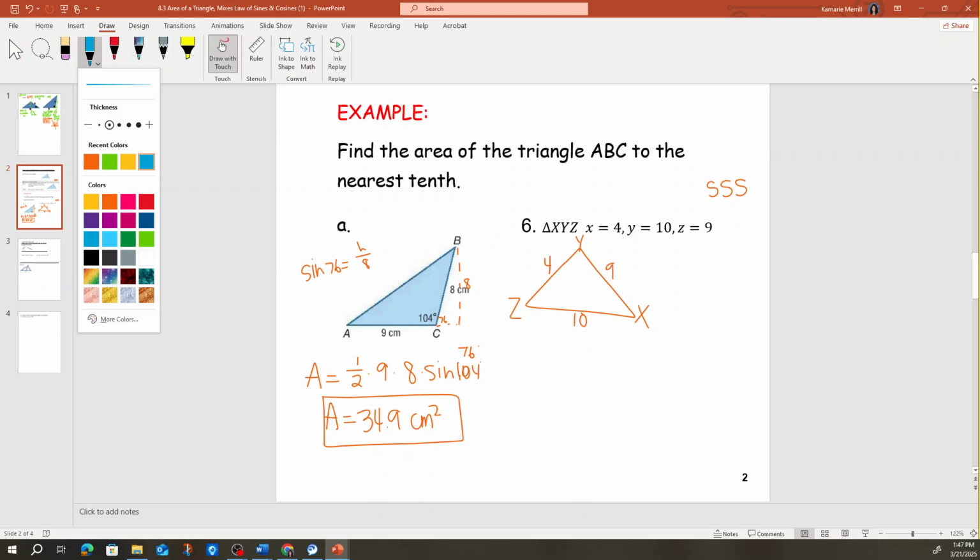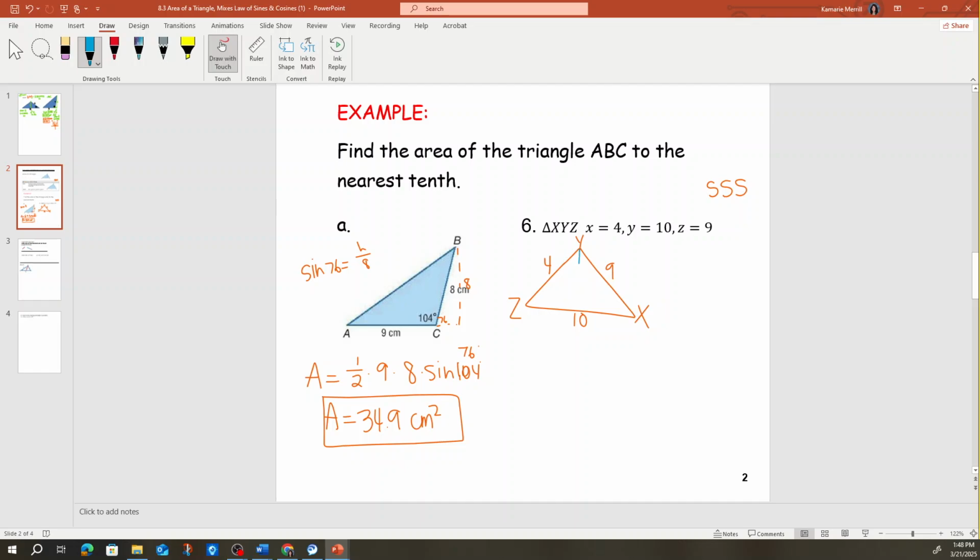I cannot do 1/2 base times height because I don't have the height, so I need to be able to calculate the height. But what's tricky about this and everybody's deception is they think they can do Pythagorean theorem when they drop that height down because they have so many legs. But are we allowed to still? No, because I don't know height and I don't know that. You can't claim it's cut in half. I have too many kids who think I can just make it a 5. It's not cut in half. I didn't tell you it's a 5, right? So we can't use Pythagorean theorem. So we are technically forced to find an angle.